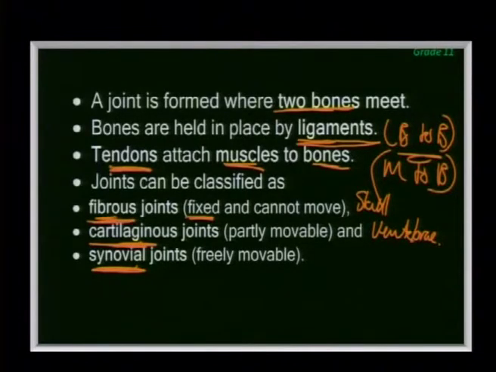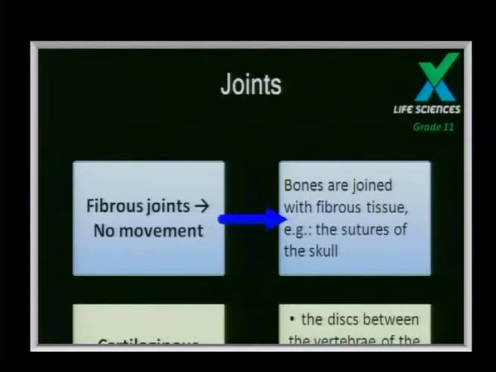So people, remember, ligaments hold bone to bone. Tendon holds muscle to bone. Fibrous joints, they're fixed. Cartilaginous joints, partial movement. And synovial joints, free movement. Okay, now let's look at our joints here.